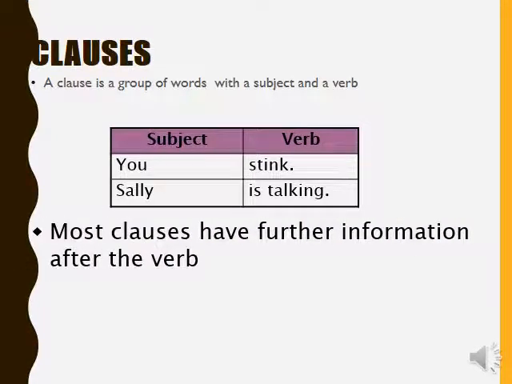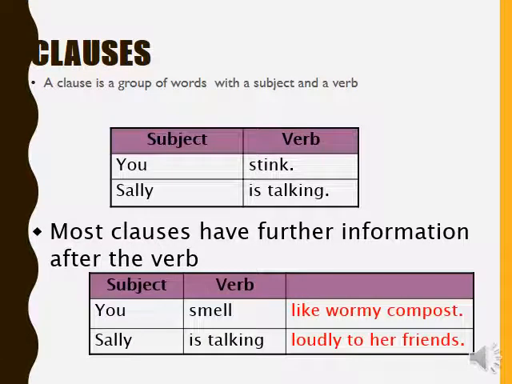Most clauses have further information after the verb. After the verb, you can see modifiers or more information. For example, as you can see here, "You smell like wormy compost." "Sally is talking loudly to her friends." So, as you can see here, most clauses have more information after the verb.